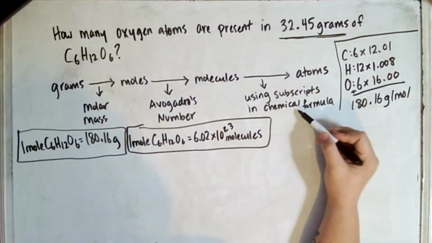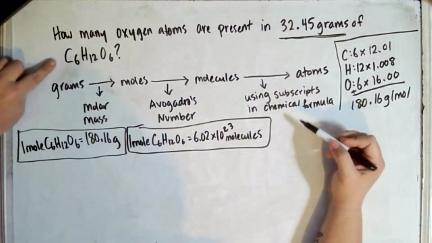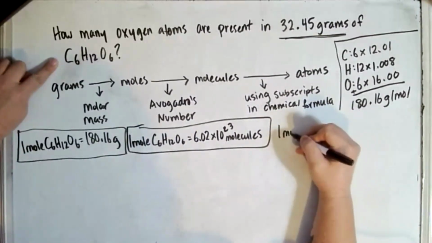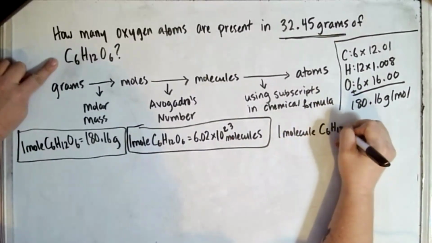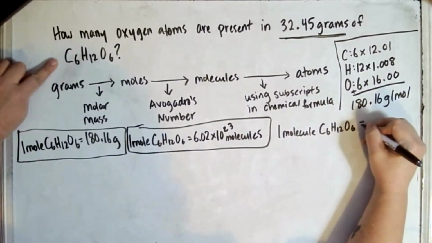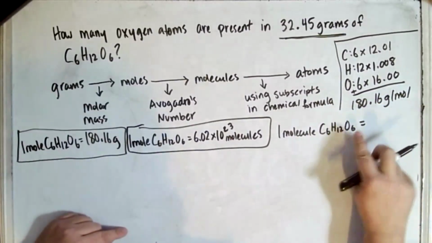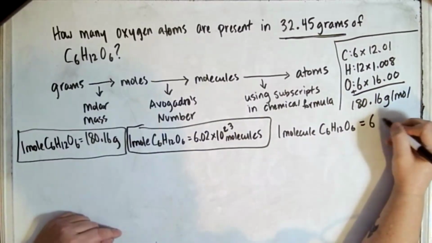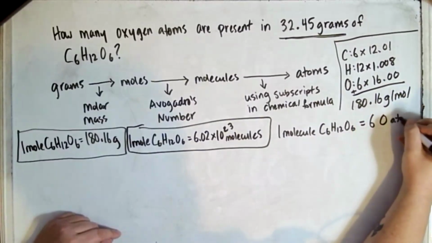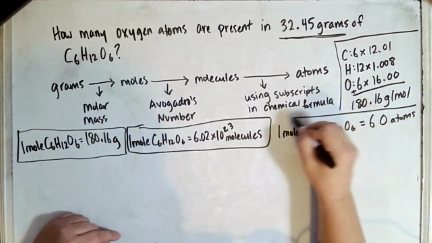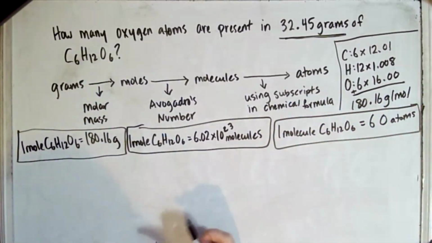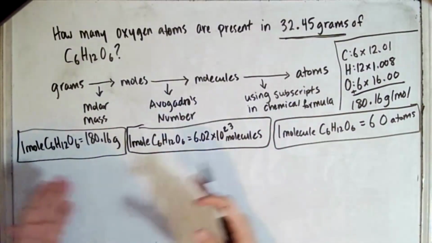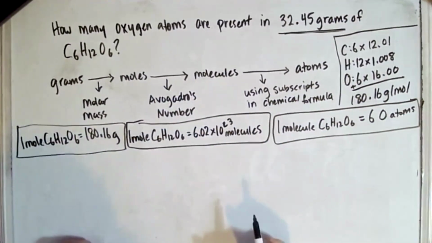And our third equality is going to come from our chemical formula. And in this case, our chemical formula tells us that every 1 molecule of C6H12O6 is going to contain 6 oxygen atoms. Okay. So we have 3 steps and we have 3 equalities that we're going to use.